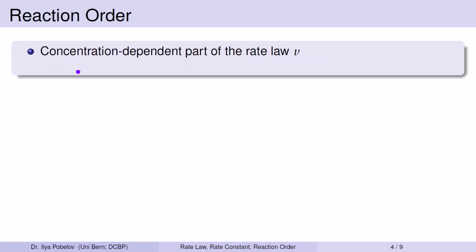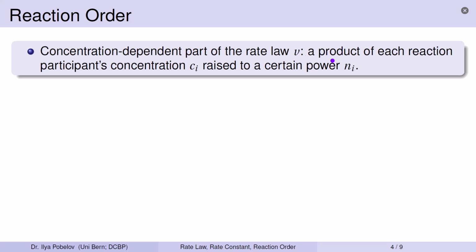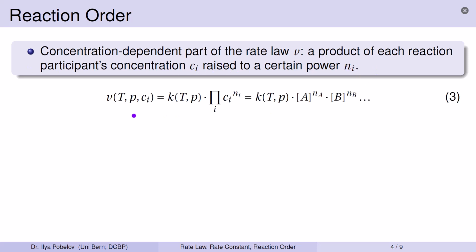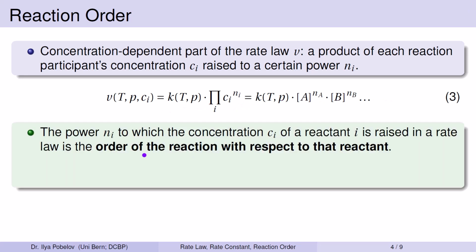Continuing our discussion of the rate law, we now turn our attention to the concentration-dependent part of the rate law. It can be represented as a product of each reactant's concentration raised to a certain power. Mathematically, it is shown by this equation of the rate law. The power to which the concentration of a reactant is raised in the rate law is the order of the reaction with respect to that reactant.